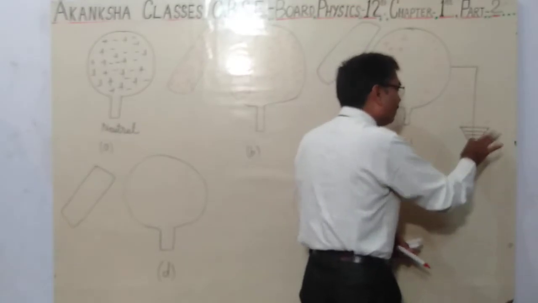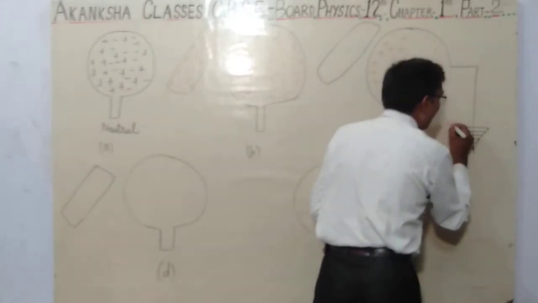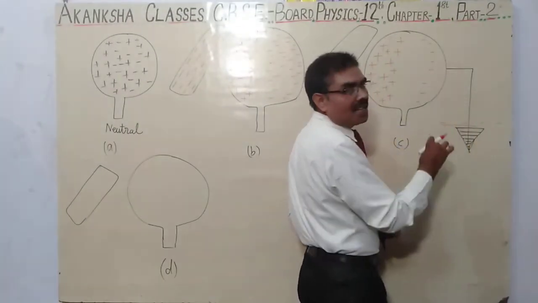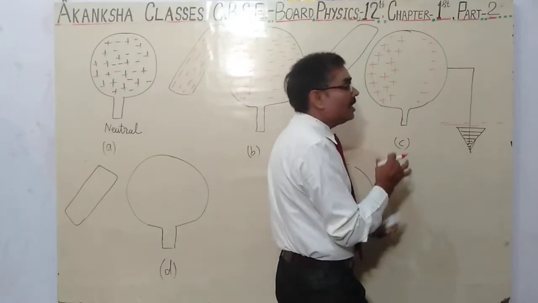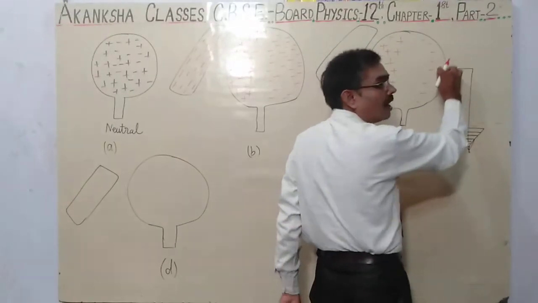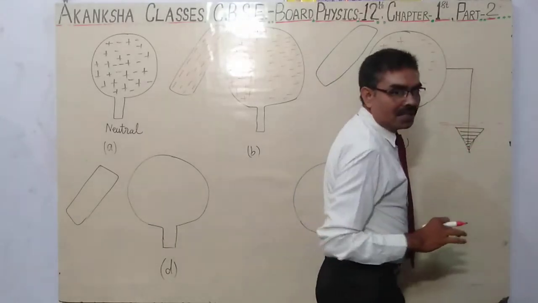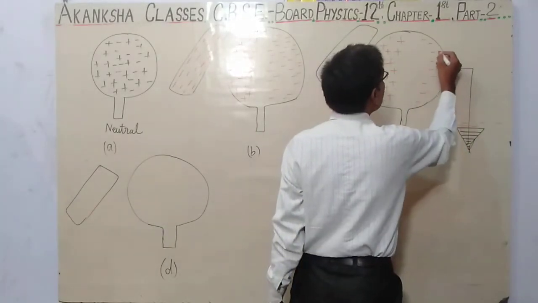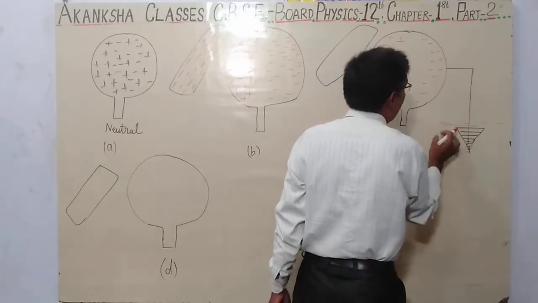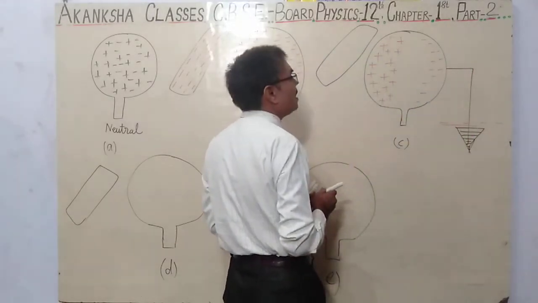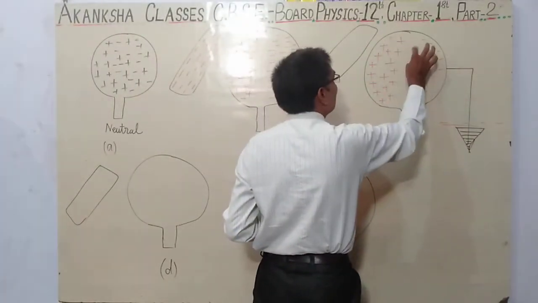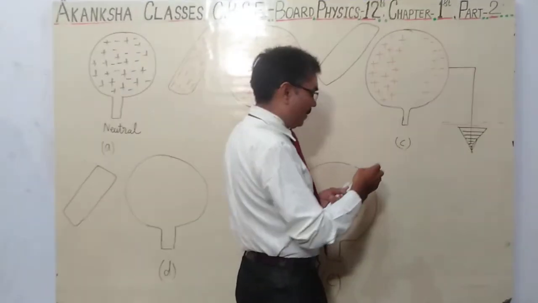Or in other words, the sea height of this portion is lower and the height of this portion is higher, and charge always flows from high potential to low potential. In this situation, these negative charges will flow through this conducting wire to the ground, and permanently they transfer from this metallic sphere.